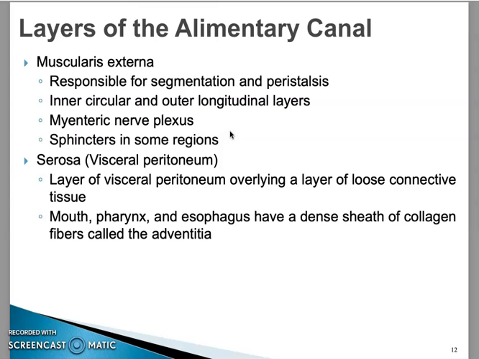And then there's some sphincters around some of the muscular regions. Then in the serosa, which is the visceral peritoneum. Remember, peritoneum is just this type of skin that encapsulates most muscles of the abdominal system and your digestive tract. This layer of visceral peritoneum overlies a layer of loose connective tissue. So this would be found particularly in the mouth, the pharynx, the esophagus, all of which have a very dense sheath of collagen called the adventitia.